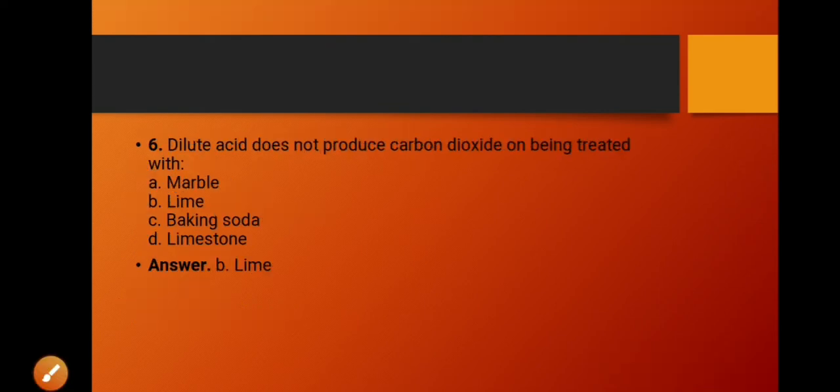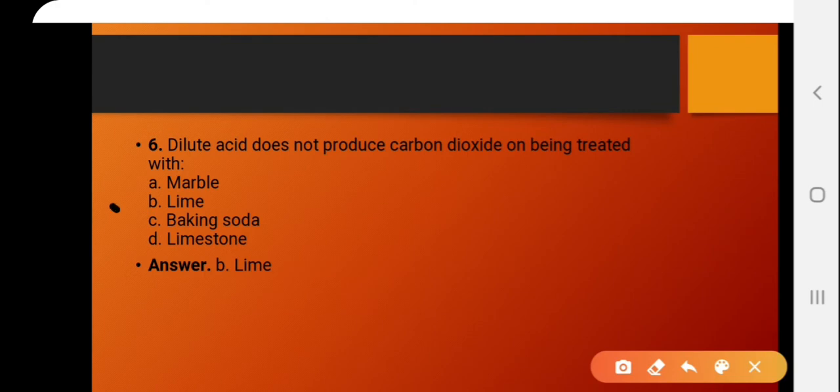Next: dilute acid does not produce carbon dioxide on being treated with which? Carbon dioxide is not produced when dilute acid is treated with which element? The answer is very easy, it's lime.